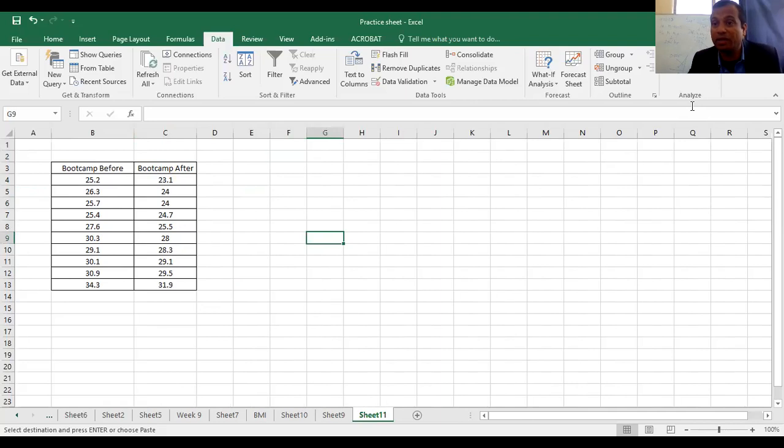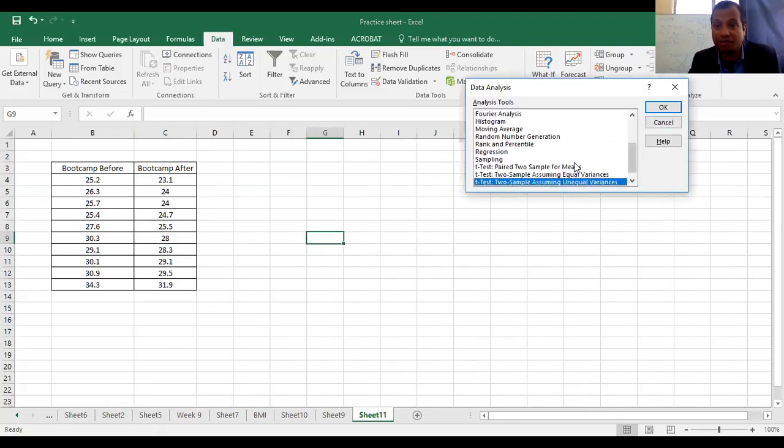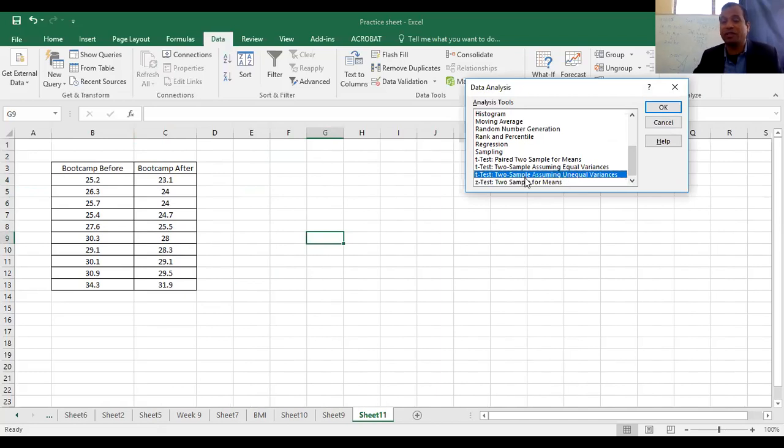More smartly, we can choose the data analysis. And now you tell me which option I should take. Is it the equal variance one, or is it the paired two sample for means? It's a paired one, more closely. And why are you assuming equal variance? It is not given anywhere. So which one is more appropriate?